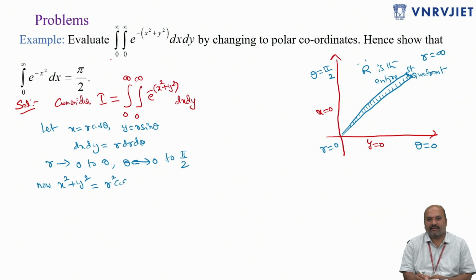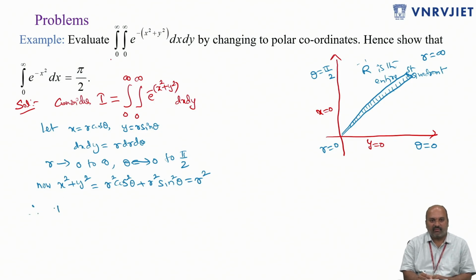R square cos square theta. Since x equals r cos theta and y equals r sin theta, so r square sin square theta. Taking r square common, cos square theta plus sin square theta is 1. Therefore the integrand becomes e to the power of minus r square.